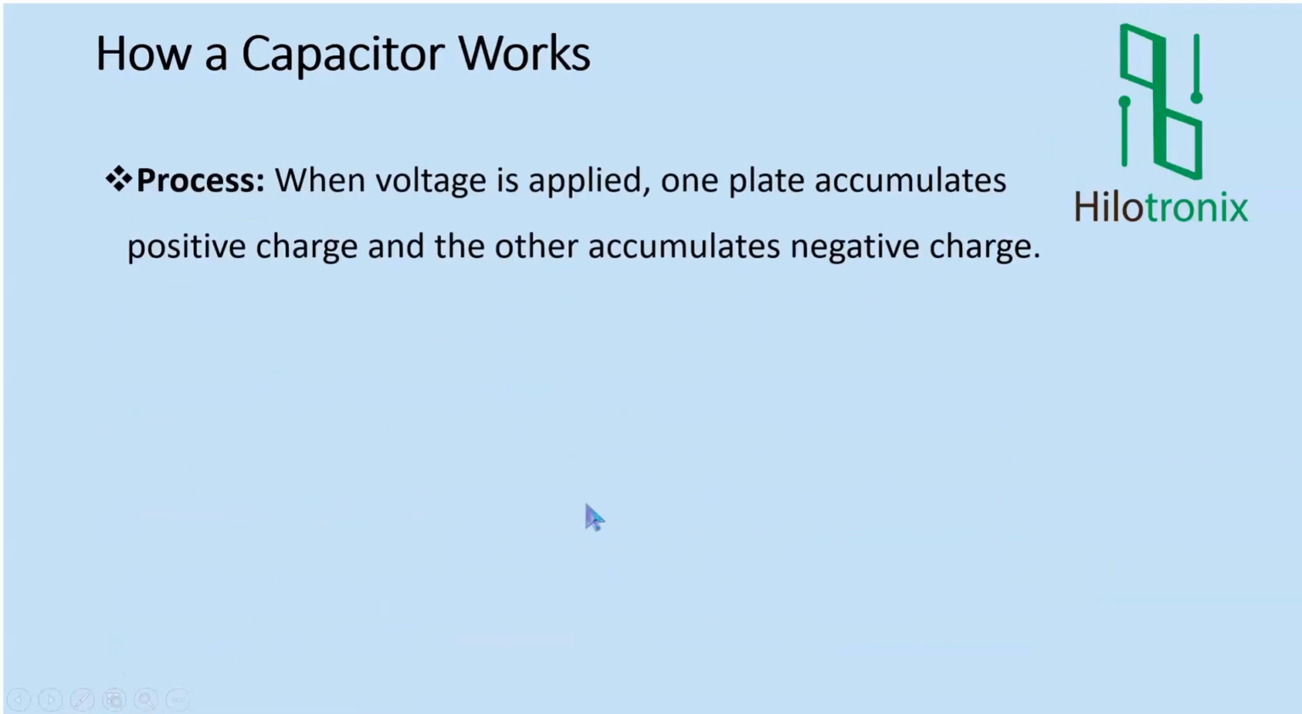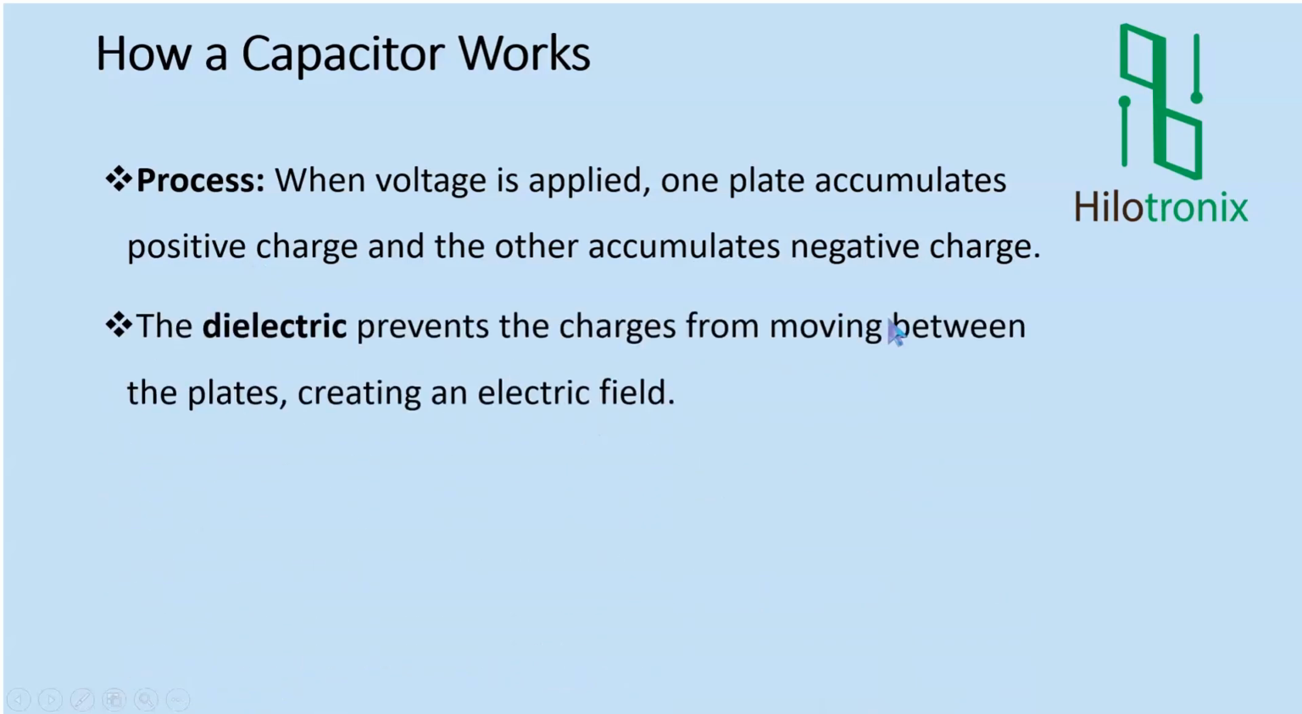So how does it work? When voltage is applied, one plate accumulates a positive charge and the other accumulates a negative charge. The dielectric prevents the charges from moving between the plates, creating an electric field. So you have negative charges on one side and positive charges on the other side, and this creates what we call an electric field.